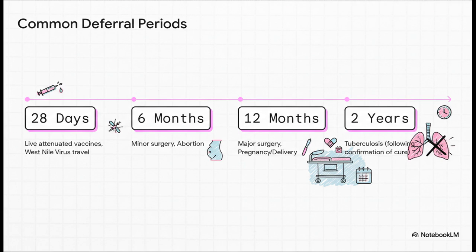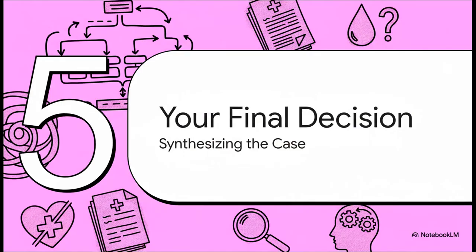This visual also helps lock in other key periods, right? Like 28 days for live vaccines to make sure there's no virus in the blood, and a really important 6 to 12 months for things like tattoos from a non-regulated place, which covers that critical window period for detecting bloodborne viruses.